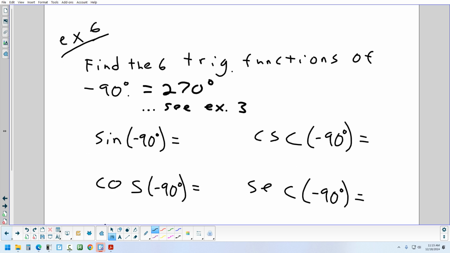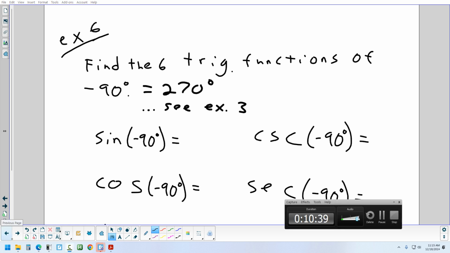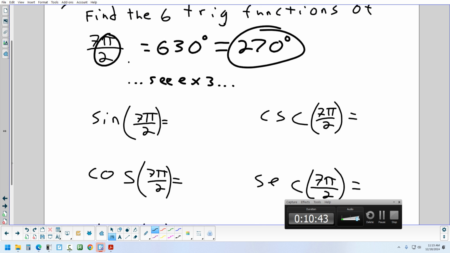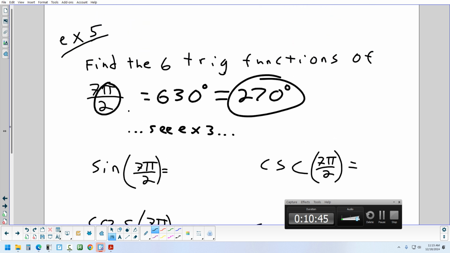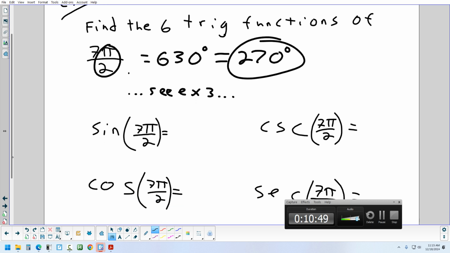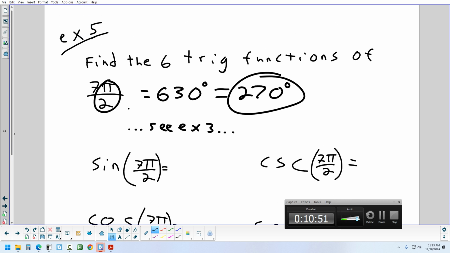Any questions on that? Yeah. For example 5, I put that in the calculator and that's not... Yeah, we're not going to use a calculator for those ones. We're going to do it using the definition by getting a coordinate on the unit circle. We are going to do some with a calculator in a little bit.